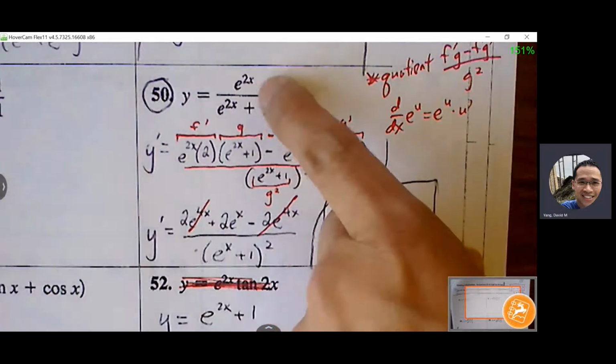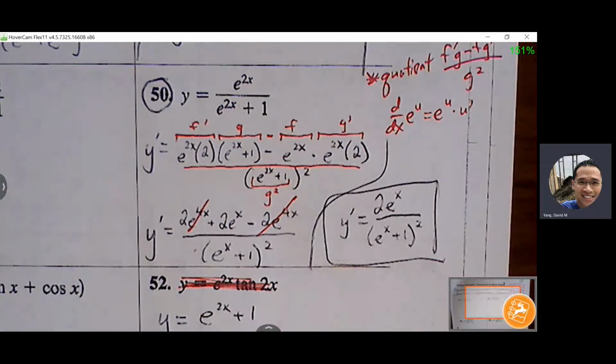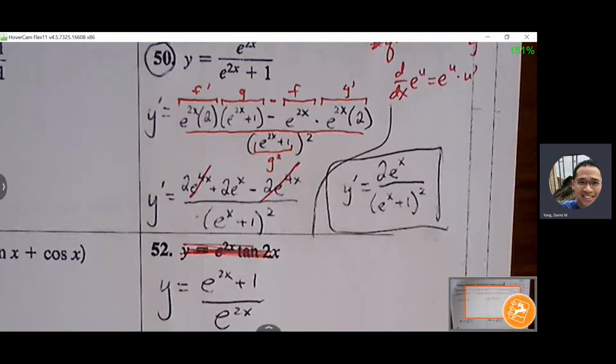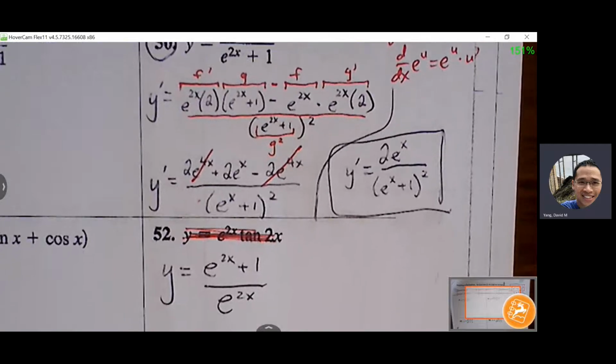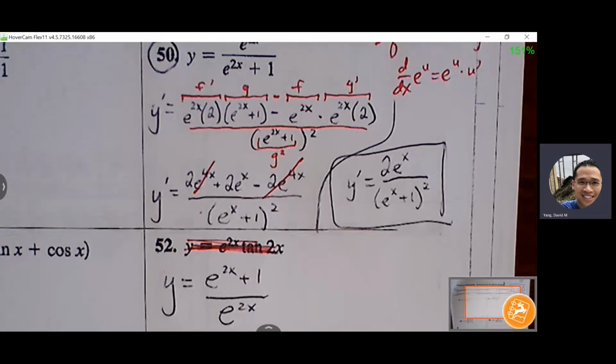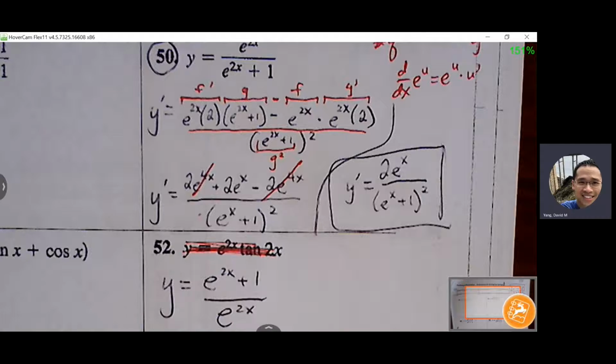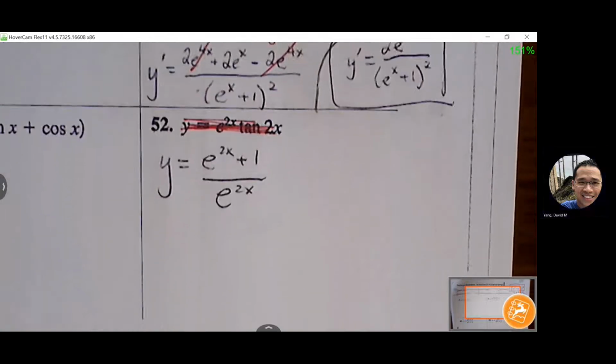And what I want to do is re-explore 50, but flip the numerator and denominator. I want it to be e to the 2x plus 1 over e to the 2x. That seems like a minor adjustment or slightly different looking problem. I'd like to explore what we could do here that we couldn't do before. We can still do quotient. Is there another option though for 52?